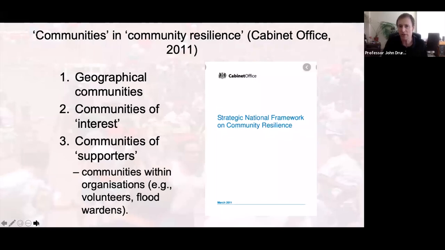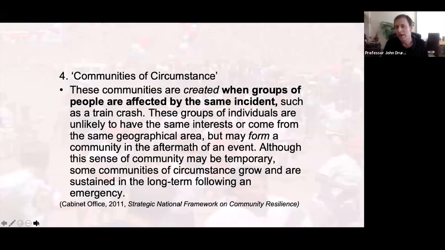The first is geographical, you live together. The second is communities of interest, so you're in a club. And then you've got communities of supporters, so volunteers or flood wardens. But what's more interesting to me is this one. It gets less attention and less space in the guidance, but it is, I think, something you recognise, and I recognise it, because it seems to be talking about what I've just been talking about. A community of circumstance is created. So it's not a pre-existing group, it's an emergent group, and it arises when people are affected by the same incident. These people are unlikely to have the same interests or come from the same geographical area, but may form a community in the aftermath of an event. Although this sense of community may be temporary, some communities of circumstance grow and are sustained in the long term following an emergency.